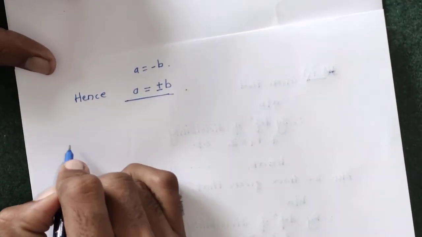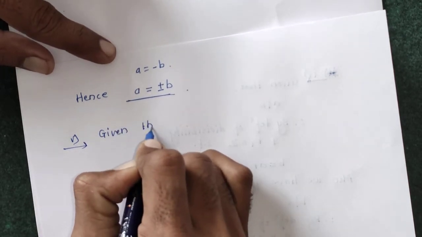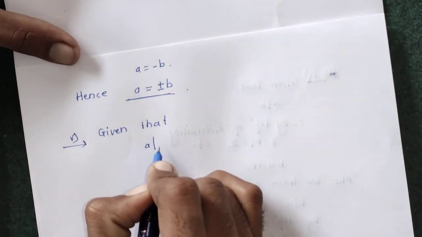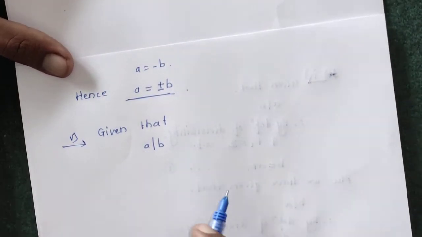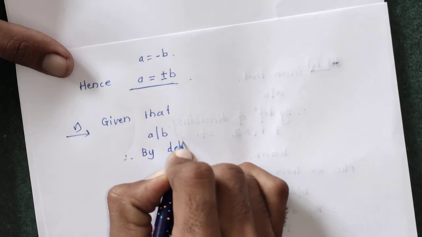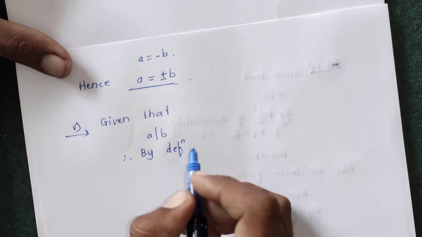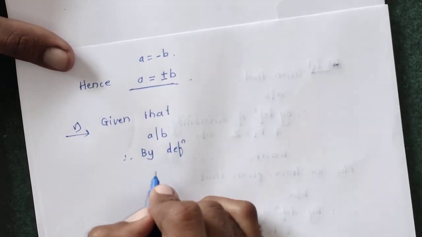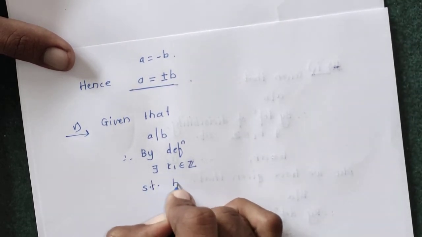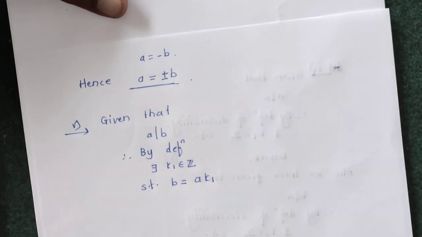For the proof of the fifth one, first of all we will write the given things. Given that A divides B. Now, we can use the definition of divisibility. Therefore, by definition of divisibility, there exists some integer, suppose K1, such that B is equals to A into K1.